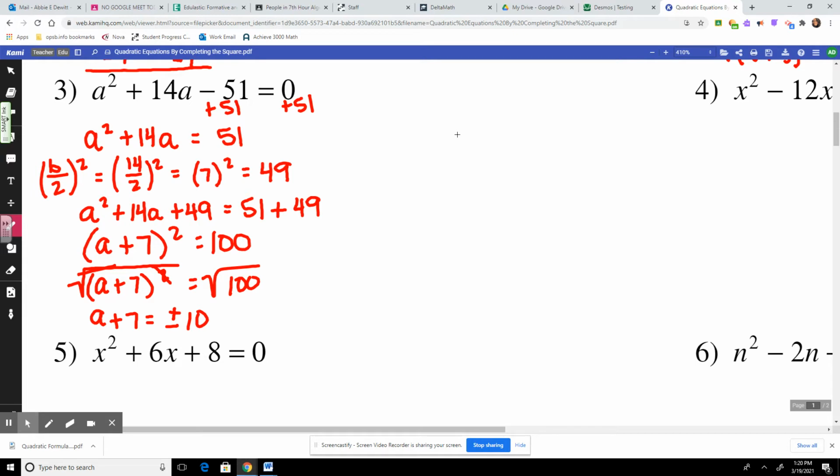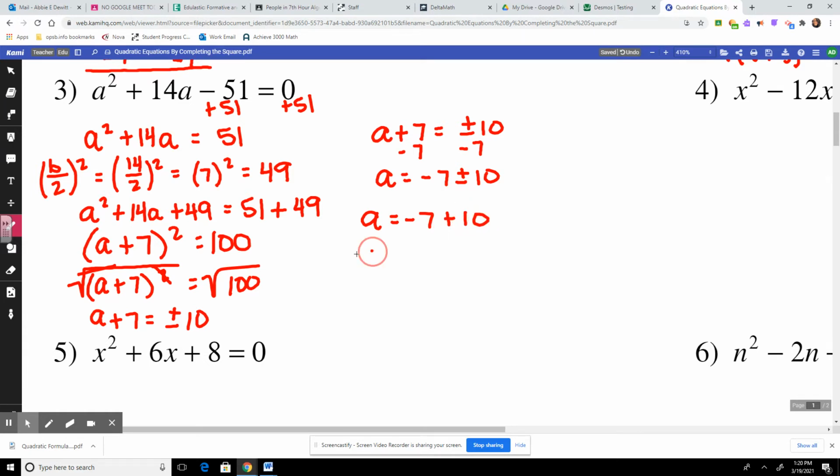So your answer here, I'm going to rewrite this up here since I ran out of room again. A plus 7 equals positive negative 10. So what that means is that you're going to have two answers, just like the previous ones, but you're not going to have a root in your answer. So A equals, you're going to subtract 7 from both sides. A equals negative 7 plus minus 10. So A equals negative 7 plus 10, and A equals negative 7 minus 10.